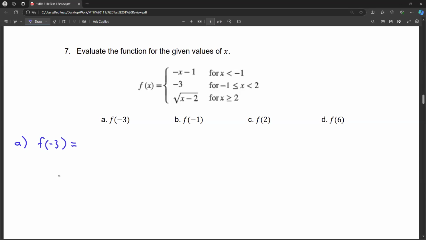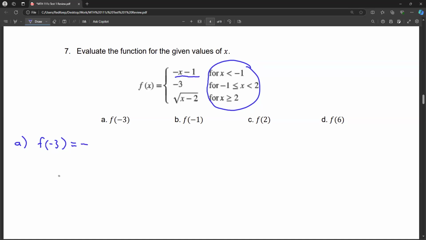So similar to what we have done before, we want to plug in negative 3 wherever there's an x, but we have to first indicate which function we are using, because there are 3 different functions described in f of x. And we want to see, well, x is equal to negative 3. So we look on the right-hand side at all of this information. And we see, well, negative 3 is less than negative 1. So I'm going to be using this function here first. Okay. So it's negative x minus 1.